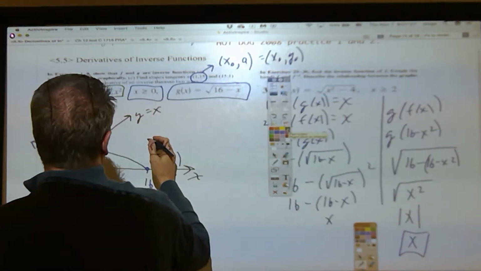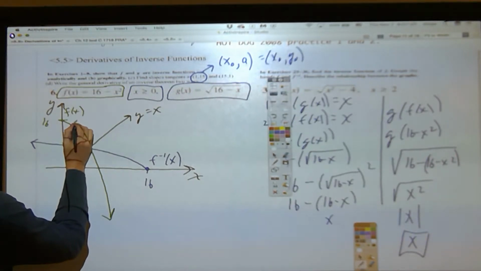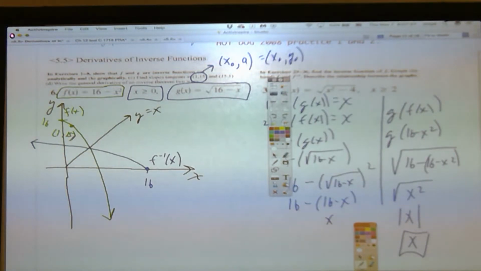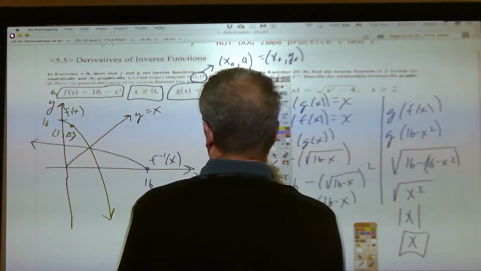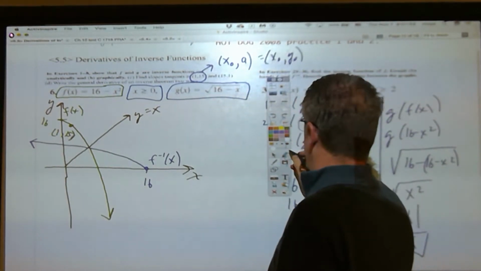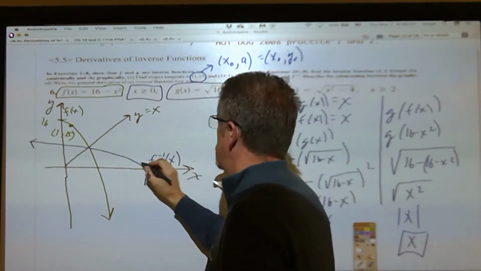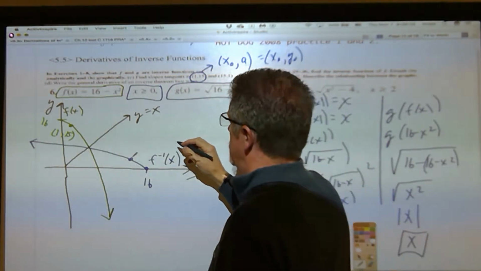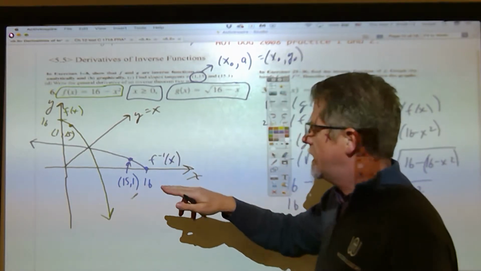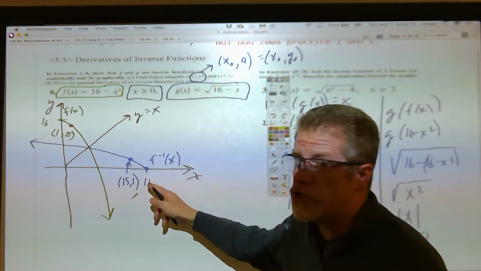So what is the slope of the tangent line at (1, 15)? By the way, that's right here. Here's the point (1, 15). Now, by (15, 1), they mean (15, 1) on the inverse, so this is the blue point. Even though it doesn't say it here, I'm here to let you know what they really want. They really want the slope of the tangent line at (15, 1) on the inverse function.